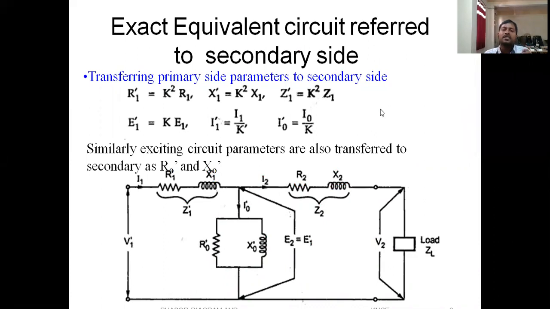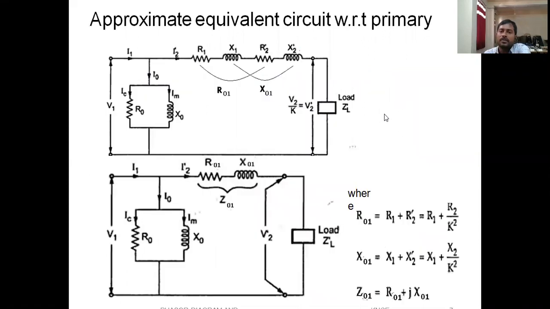Now, let us discuss the first approximation equivalent circuit. The first approximation equivalent circuit is also similar to the previous one, but small changes take place. This is the first approximate equivalent circuit referred to primary. The difference between first approximation and exact is like this: previously R1 X1 were available before the shunt branch, but here R1 X1 will be available after the shunt branch.